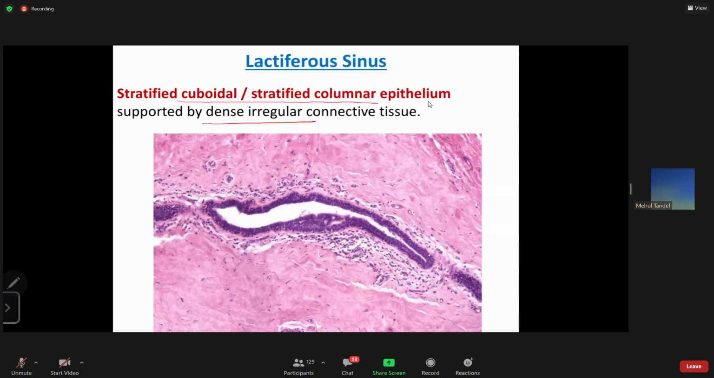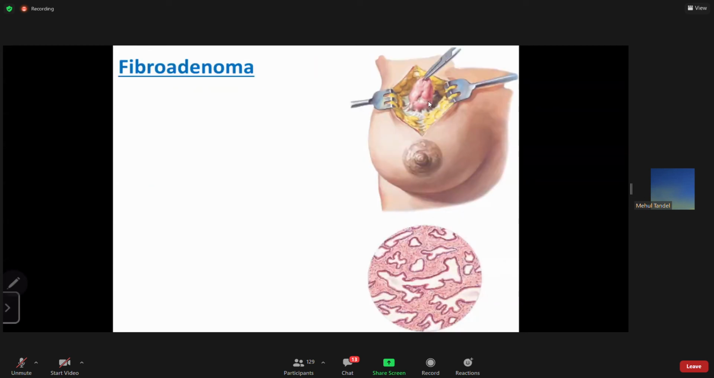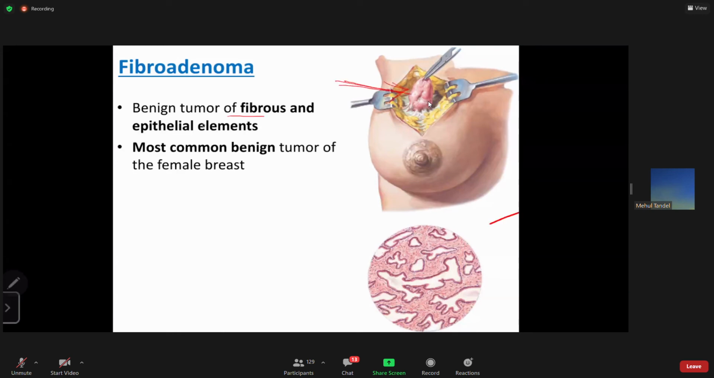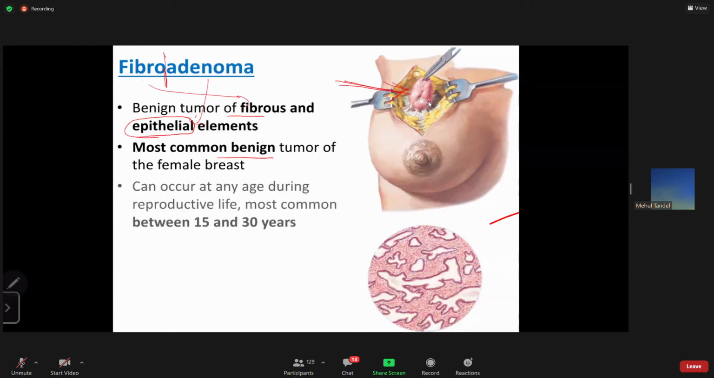Now the last part of the mammary gland is the clinical condition. One condition is fibroadenoma, a benign tumor. It is a benign tumor, not malignant. It is a benign tumor of fibrous and epithelial tissue. It is in the name itself, fibro plus adenoma. Fibro means fibrous, and adenoma means glandular tissue. Most common benign tumor of the female breast. It can occur at any age during reproductive life, most commonly between 15 to 30 years.